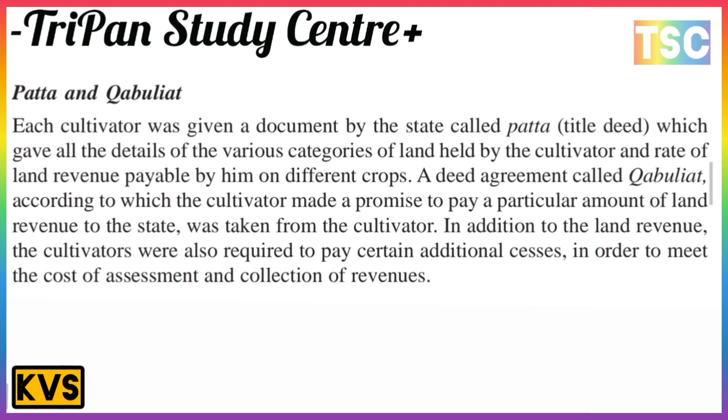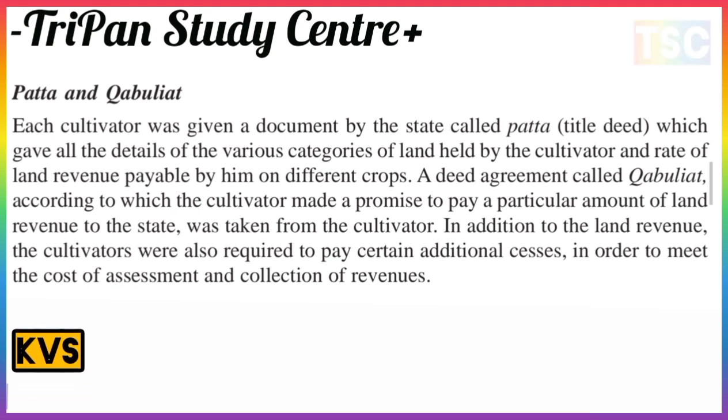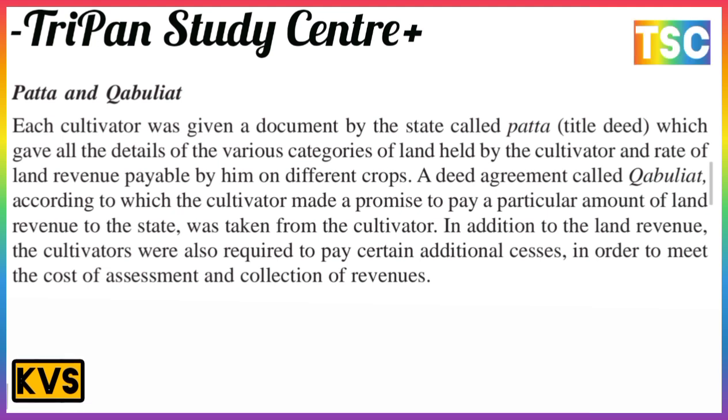A deed of agreement is called Kabuliyat, according to which the cultivator made a promise to pay a particular amount of land revenue to the state, taken from the cultivator. In addition to land revenue, cultivators were also required to pay additional cesses in order to meet the cost of assessment and collection of revenues.